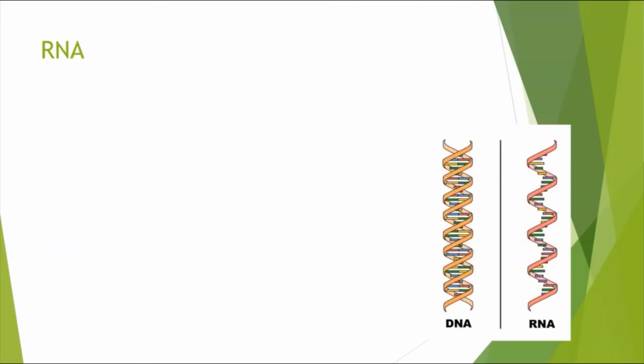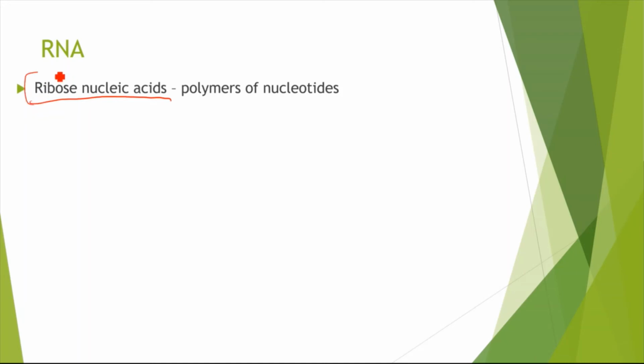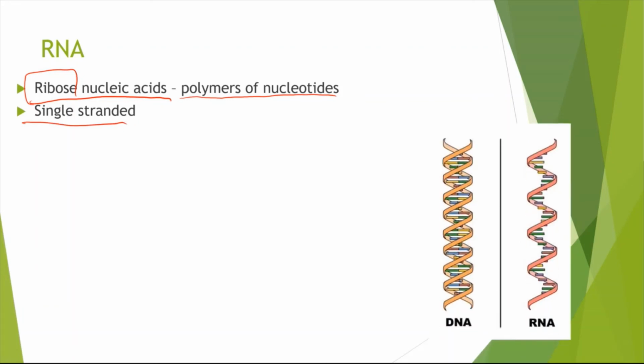So moving on to RNA. RNA is called ribonucleic acid. When we had DNA being called deoxyribonucleic acid, RNA is ribonucleic acid, and again it's a polymer of nucleotides. This time it's single stranded, so where DNA was double stranded, this is single stranded. Comparing this to DNA with its double strands, RNA only has one strand, therefore it's single stranded.